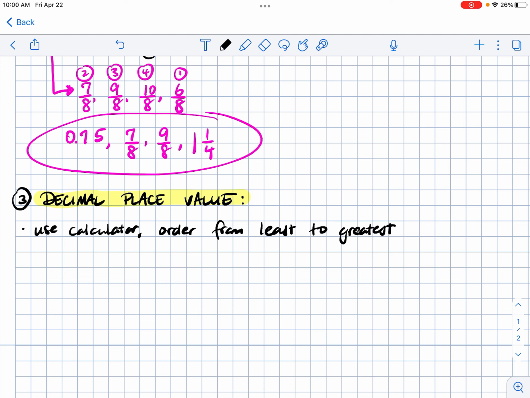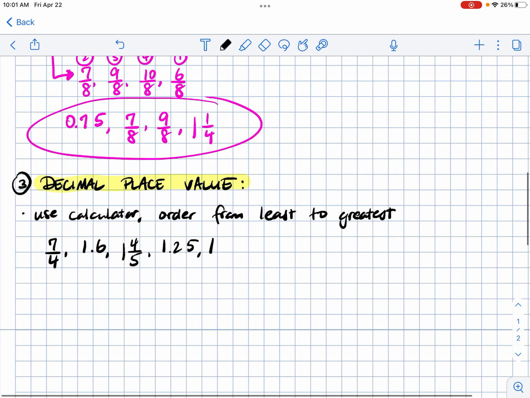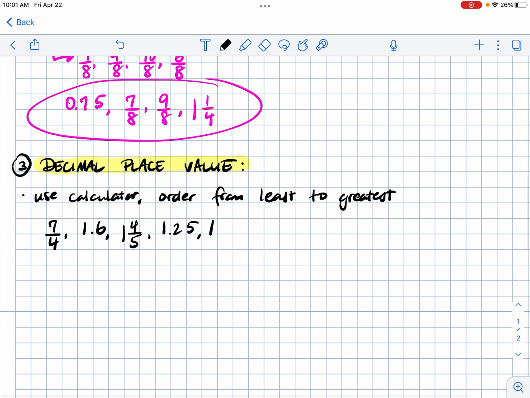Okay, so I'll give you different ones this time. Again, pause the recording if you want to figure it out yourself. So let's do 7 over 4. Let's do 1 6/10. Let's do 1 4/5. And then let's do 1 25 hundredths. And then let's do 1. Okay? So again, how would you order these from least to greatest?